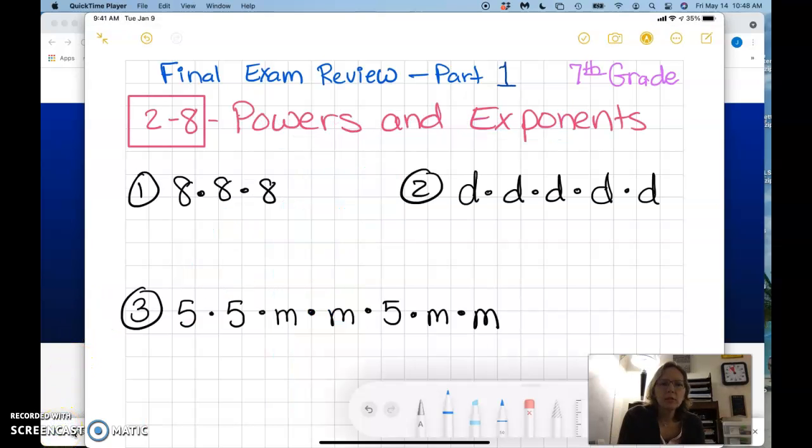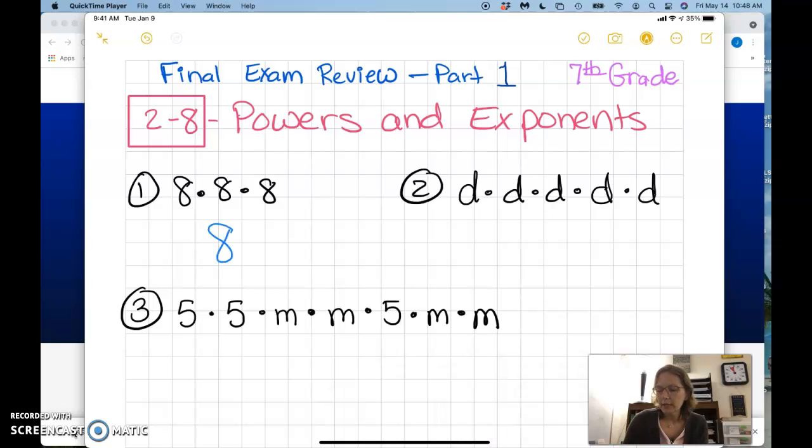Okay, next section, 2-8, powers and exponents. So remember, this part says write each expression using exponents. So we don't have to solve anything. We're just writing it with exponents. So I write the number I see first, the 8. Then my exponent is how many 8s there are. There's 3 8s, so I'm going to have 3 as my exponent.